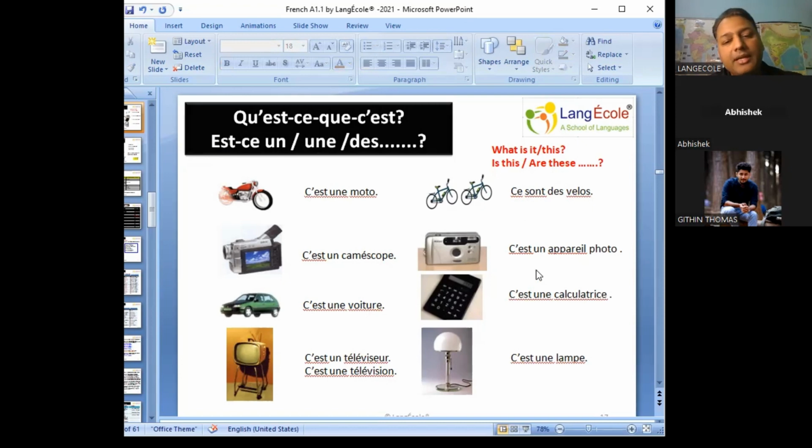Right? Similarly, qu'est-ce que c'est? C'est un appareil photo. Okay? C'est un appareil photo. Similarly, qu'est-ce que c'est? C'est une calculatrice. Qu'est-ce que c'est? C'est une lampe. Right? So, are you getting it? How you can answer these questions? Yes. Right. Very good.